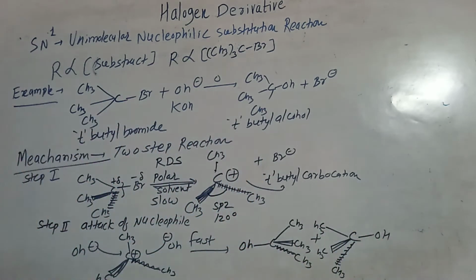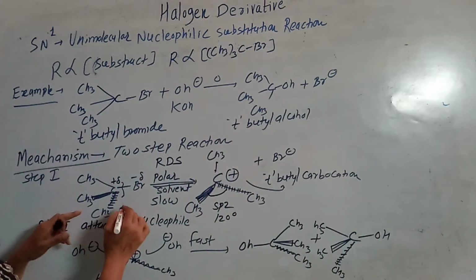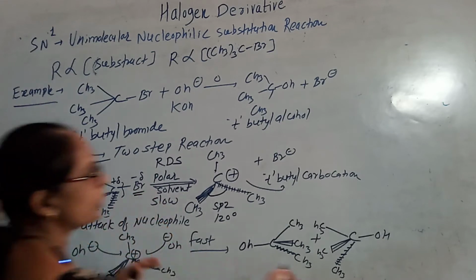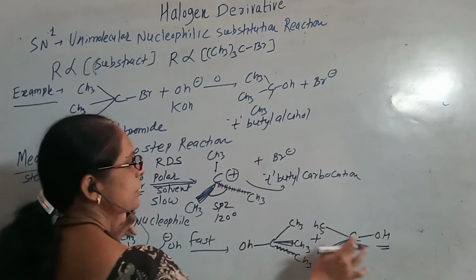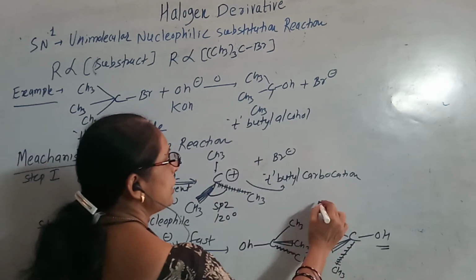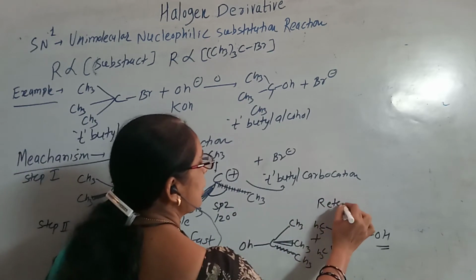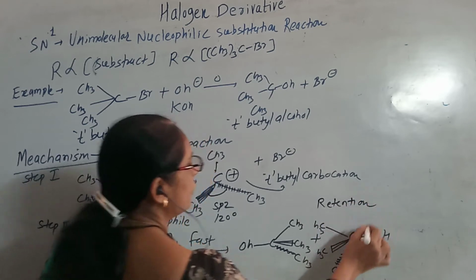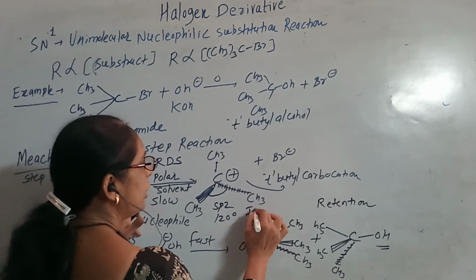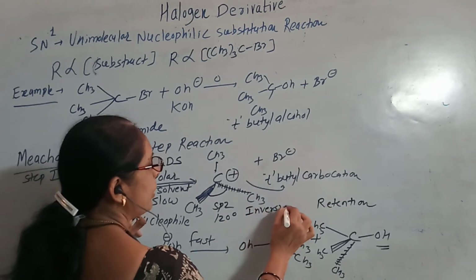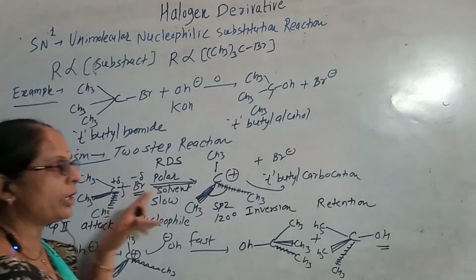So you observe that here the Br is on this side and the OH is on this side. So what product did you obtain? One having the same configuration as the reactant. So therefore I say that here retention occurs. There is no change in the configuration. And this other product obtained is exactly opposite, so here inversion occurs. Inversion occurs here, retention occurs there.